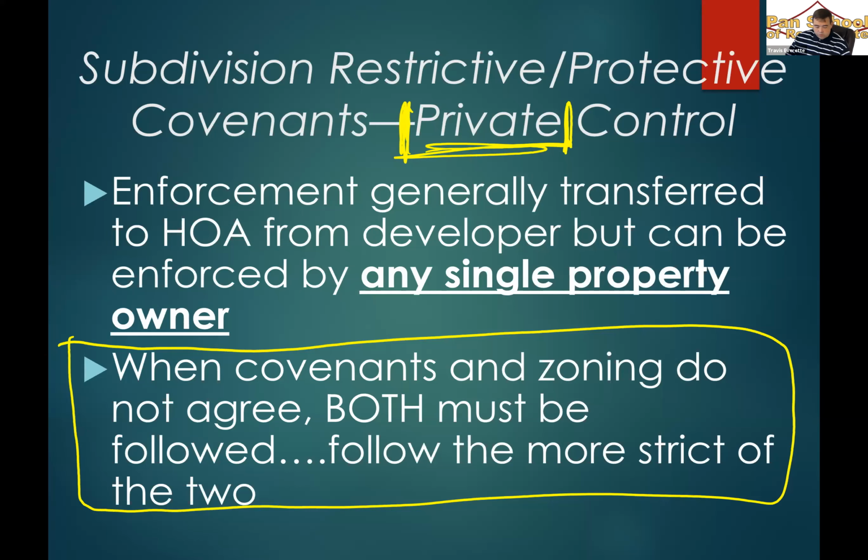And one of the answer choices that they're going to almost always give you is you follow the zoning because that's a government control, and government controls are more important than private controls. No. Folks, that's the wrong answer. Follow the strictest rule. You follow the stricter of the two. Another way of saying that is you follow both sets of rules. You can't do anything that violates either set of rules.